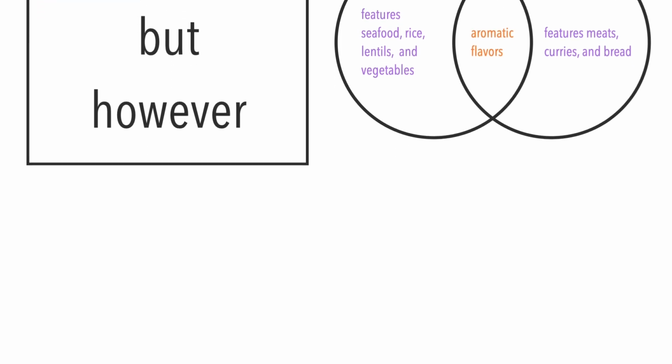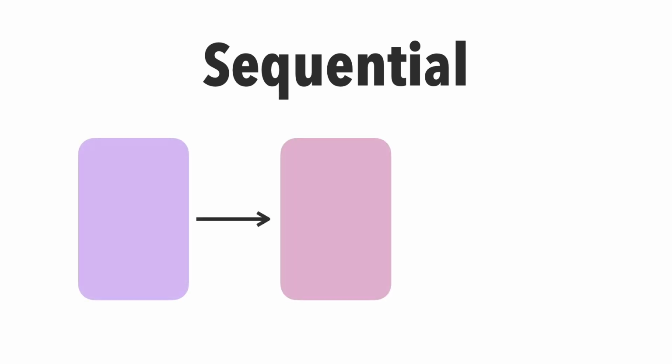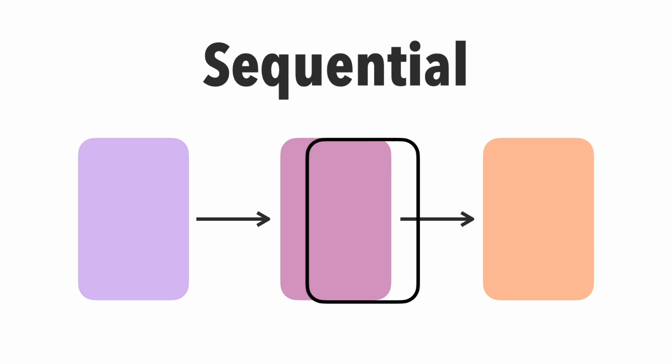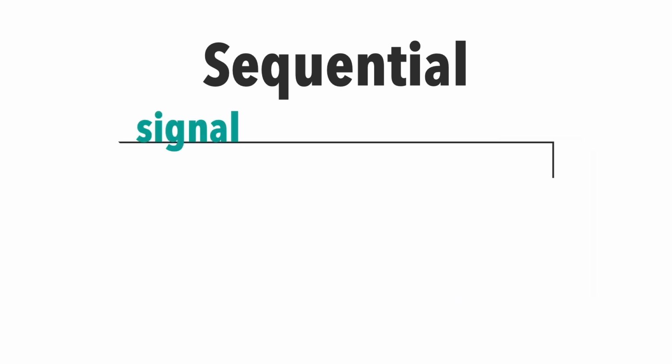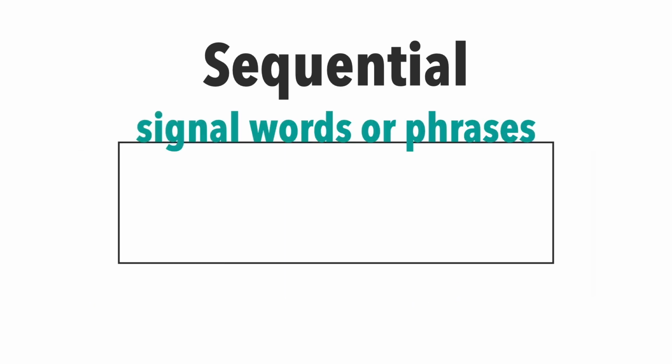Let's turn to another text structure, sequential. If a text is structured sequentially, the information is organized in a particular order to show the process in which events or steps have occurred or should occur. This structure might showcase signal words or phrases like to start, next, then, and finally.